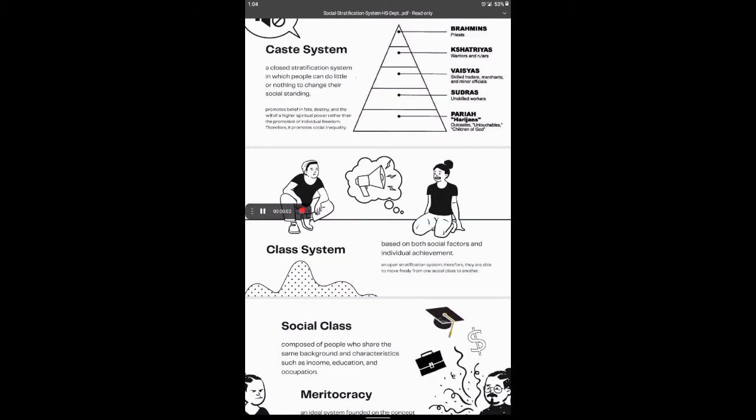While class system is a branch of open stratification system, which is based on both social factors and individual achievement. As you can see, they are able to move freely from one social class to another. In short, there is an interaction between other groups.